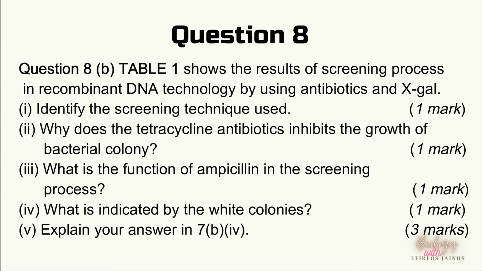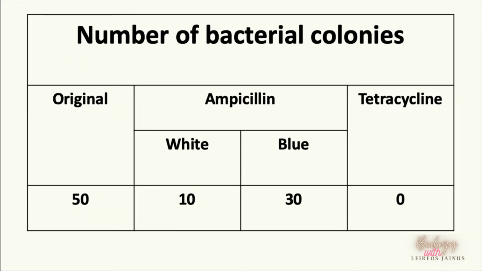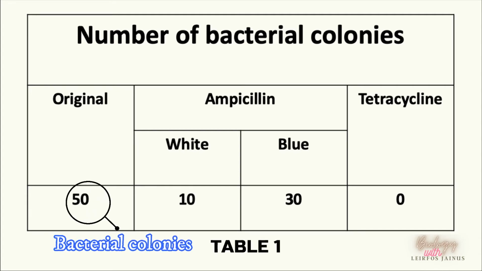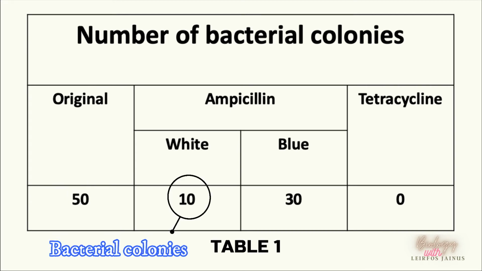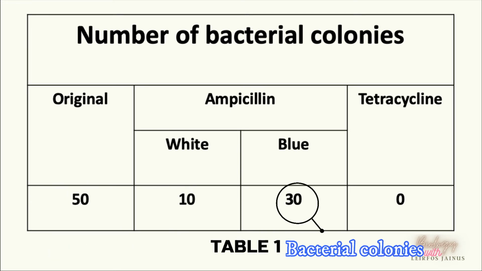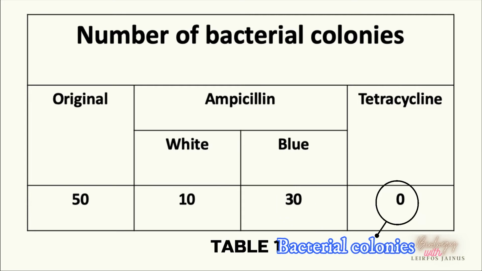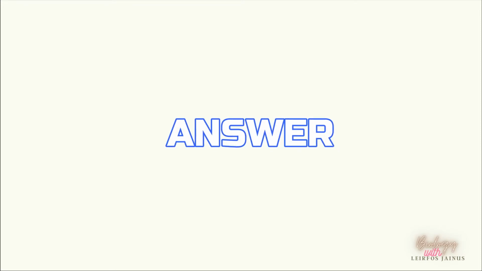Question 8b is related to the screening process that involved the use of antibiotic and X-gal in culture medium. Table 1 shows the number of bacterial colonies in 3 different types of culture medium. 50 colonies in the original medium, 10 white and 30 blue colonies in culture medium containing ampicillin, and there will be no survived colonies in the culture medium containing tetracycline. Let's answer the question.